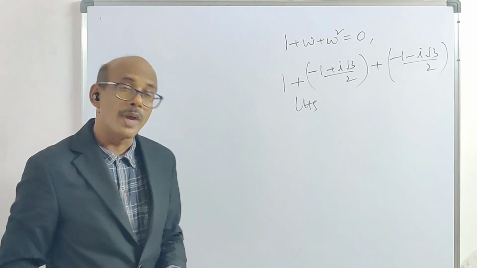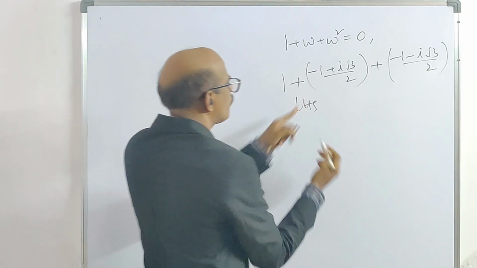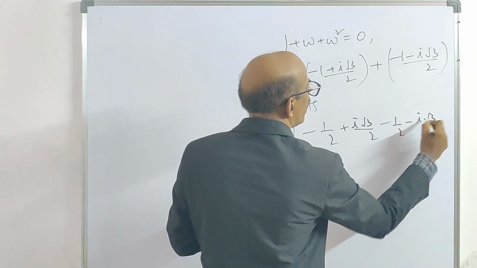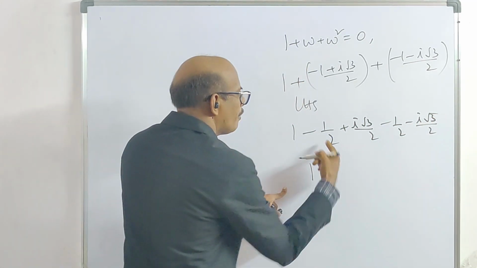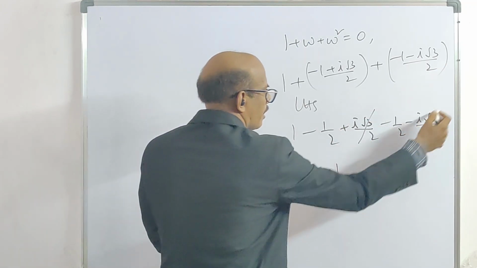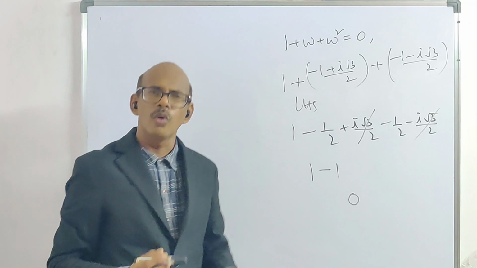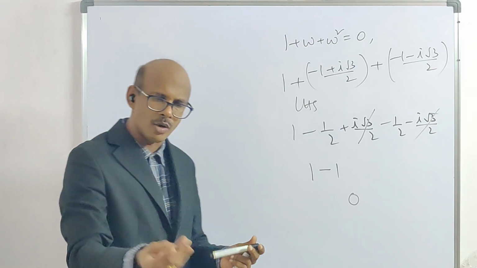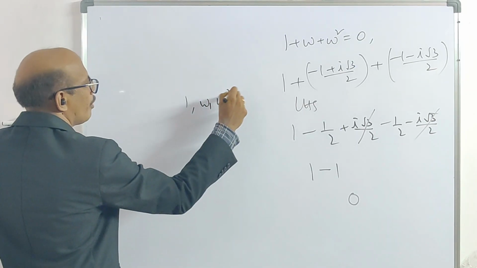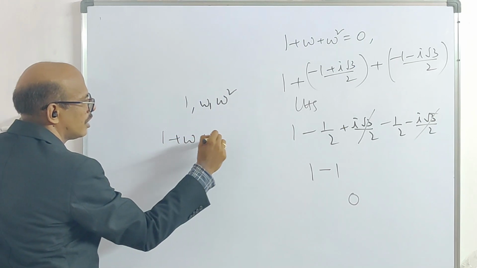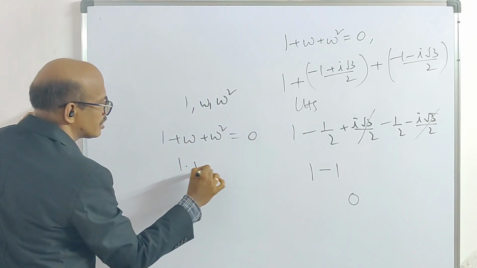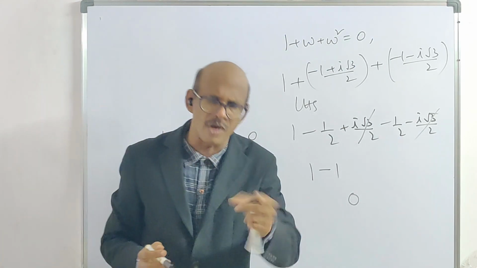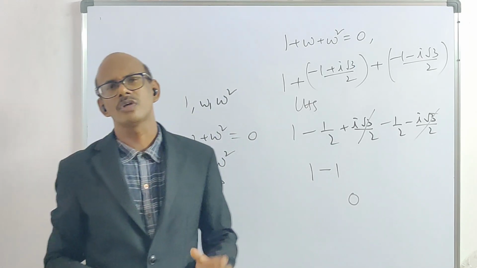Now one result, omega cube is 1. Now for this result, if you simplify, it will be like this. So 1 minus 1 by 2 minus 1 by 2 minus 1, the plus and minus cancel, 1 minus 1 is also 0. My dear beloved student, you understood. The cube roots of unity are 1, omega, omega square. The sum of these three roots is 0 and the product of these three roots is simply 1. So the sum of cube roots of unity is 0, the product of cube roots of unity is 1.